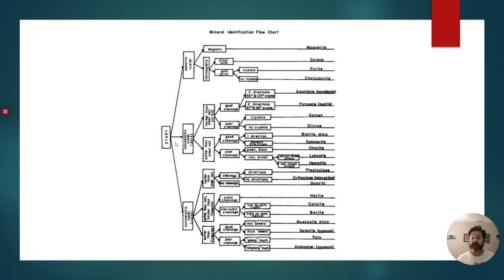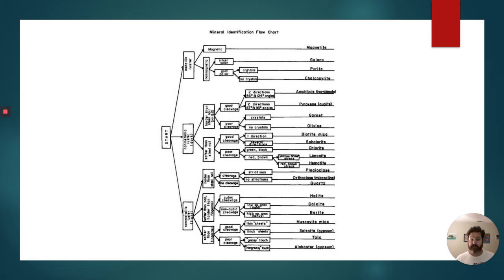Here's a little flow chart that you can work through. It's basically the same as what was on the last slide, just in a different format. You can start with luster, non-metallic. Is it dark? Is it metallic? Is it magnetic? There's only one mineral that we'll ask you about that's magnetic. That's magnetite. If it's non-magnetic and has a metallic luster, is it silver? It's galena. If it's gold, it's either pyrite or chalcopyrite.